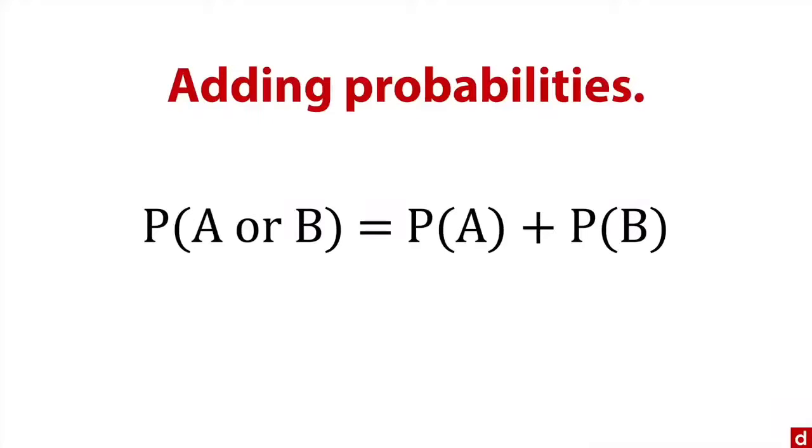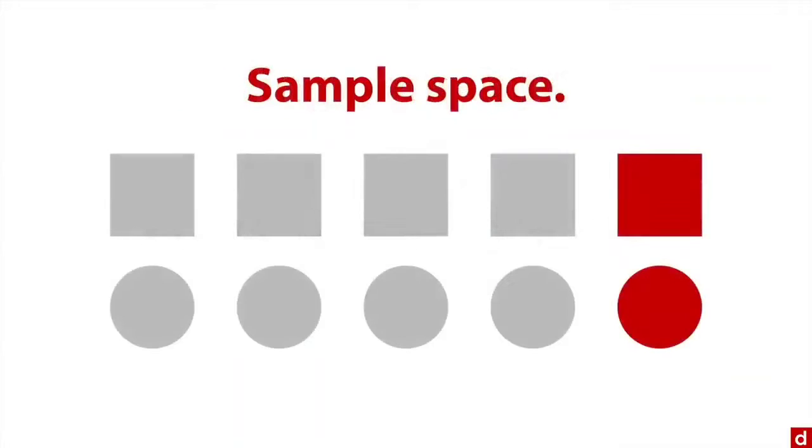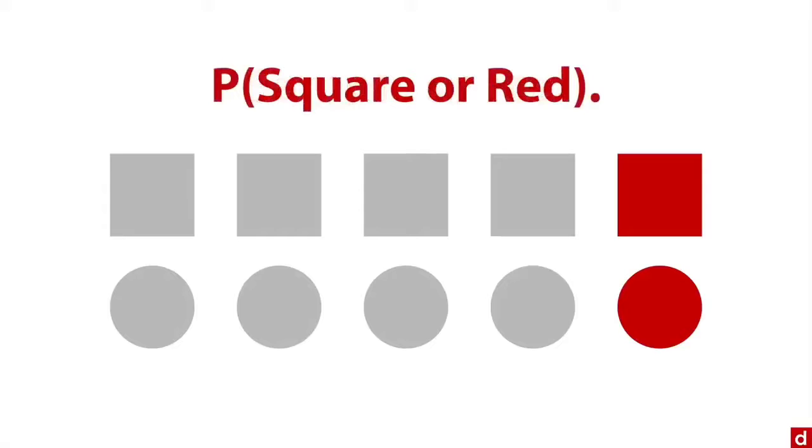But let's take a really easy example of this. I've created my super simple sample space. I have 10 shapes. I got 5 squares on the top, 5 circles on the bottom. I've got a couple of red shapes on the right side. Let's say we want to find the probability of a square or a red shape.